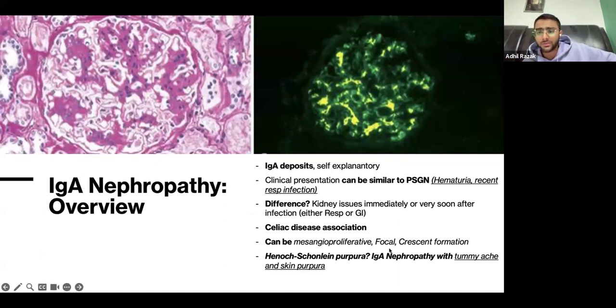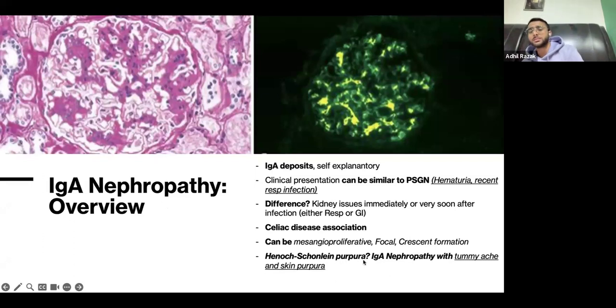It could be mesangial proliferative, focal. It could form a crescent. What crescent formation means is that it's gone way too far. Like it's pretty bad. That's what the crescent formation means. At that point, things are dangerous.